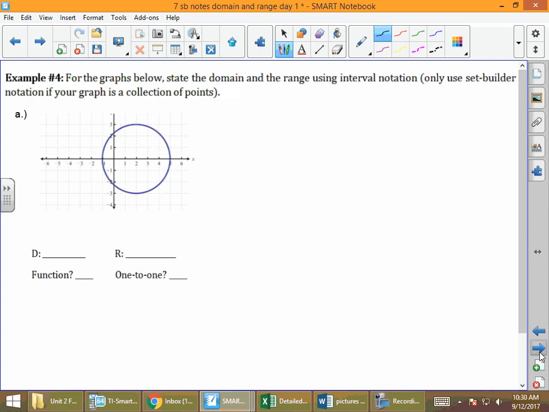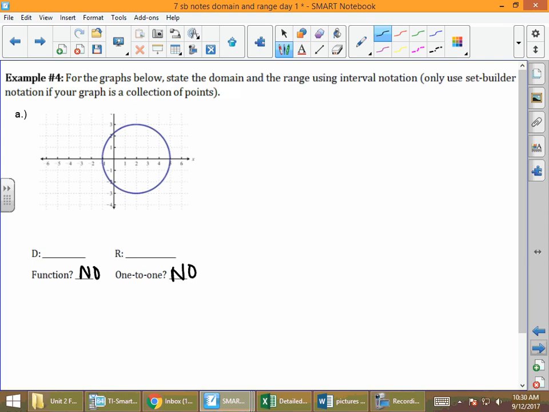Is this graph a function? No. Is it one-to-one? Not one-to-one. Fails the vertical line test for the function, fails the horizontal line test for the one-to-one part. Our domain.